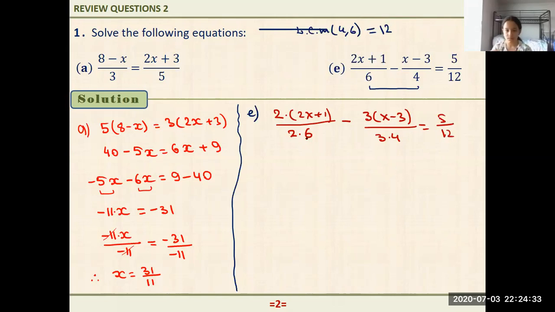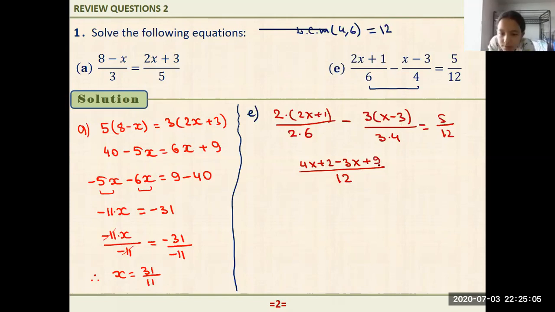Now 2 times 6 is 12, and 3 times 4 is 12. With a common denominator, we can write everything under a single fraction line. So here we have 12, and now simplify the numerator. 2 times 2x is 4x. 2 times 1 is plus 2. Minus 3 times x, minus 3x. Shahina, you should be careful because here we have minus. Minus 3 times minus 3, what is it?